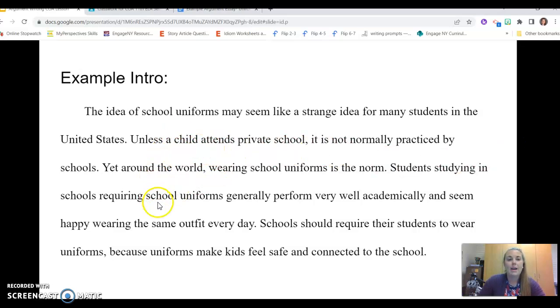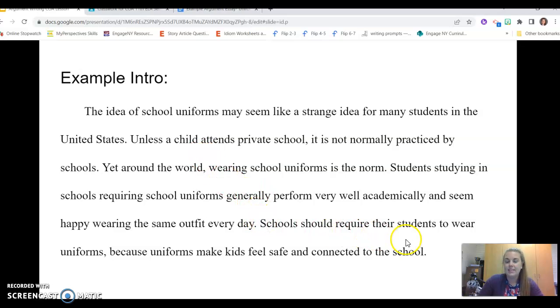Then we have a couple background information sentences, just talking about school uniforms and what's going on with uniforms right now. So unless a child attends private school, it is not normally practiced by schools. Yet around the world, wearing school uniforms is the norm. Students studying in schools requiring school uniforms generally perform very well academically and seem happy wearing the same outfit every day. So there's my background information about the topic of uniforms.